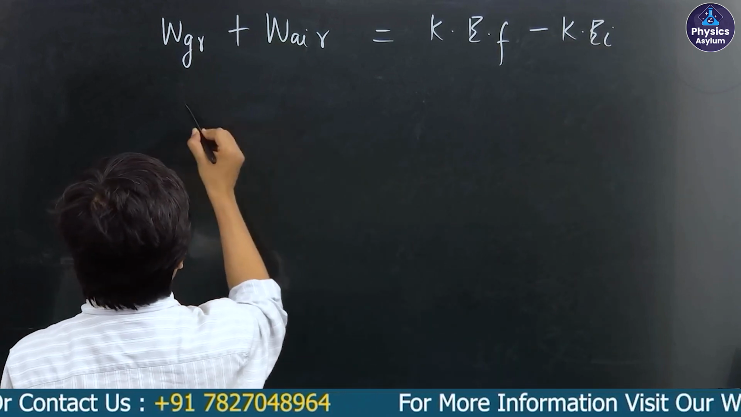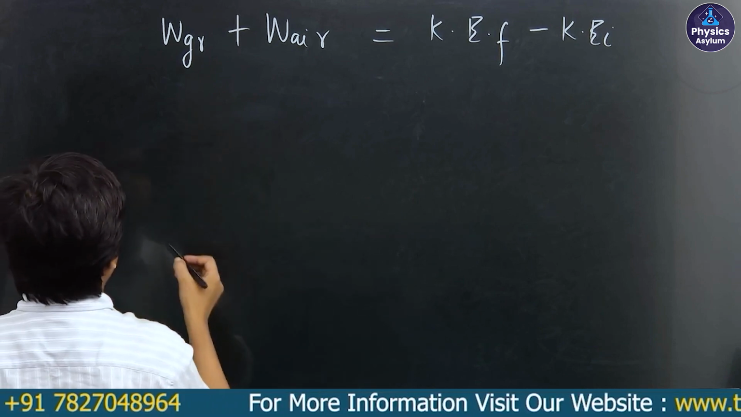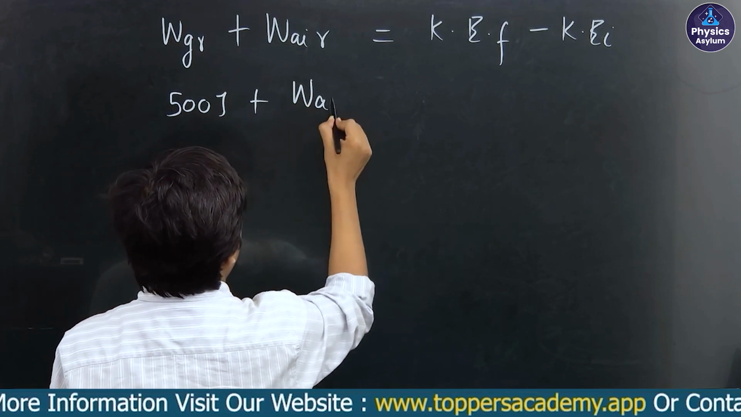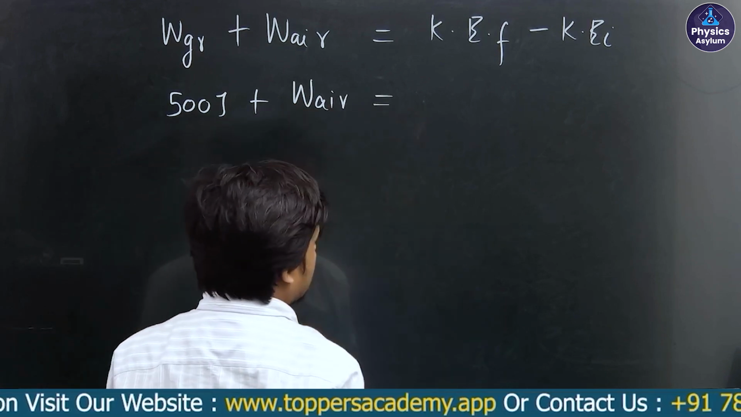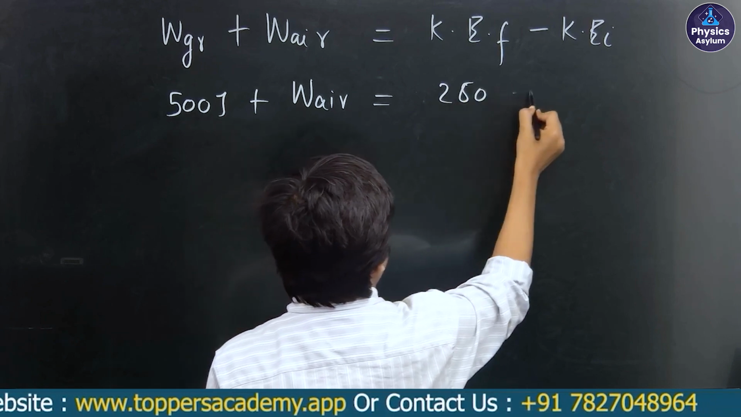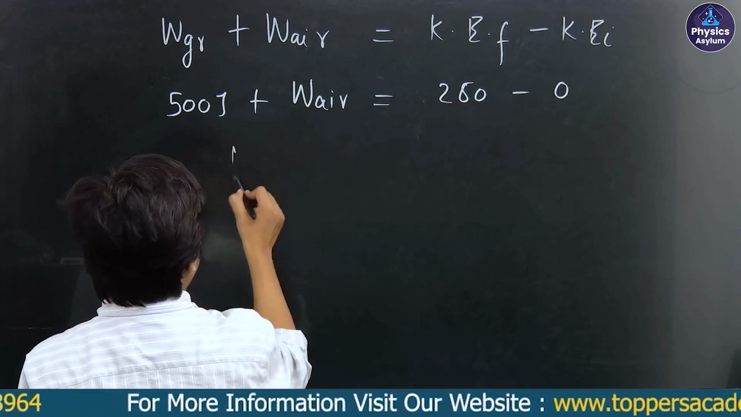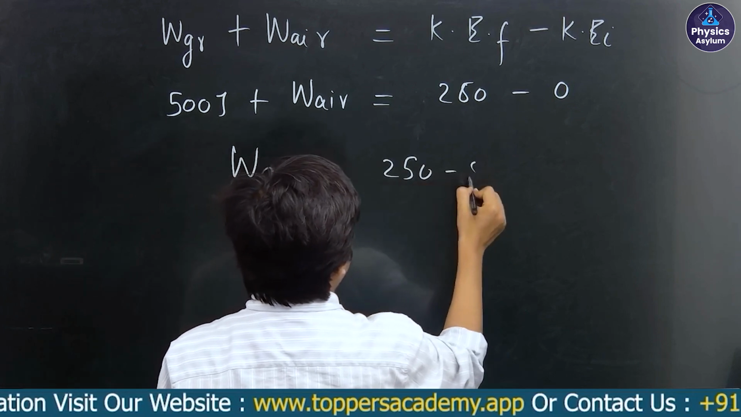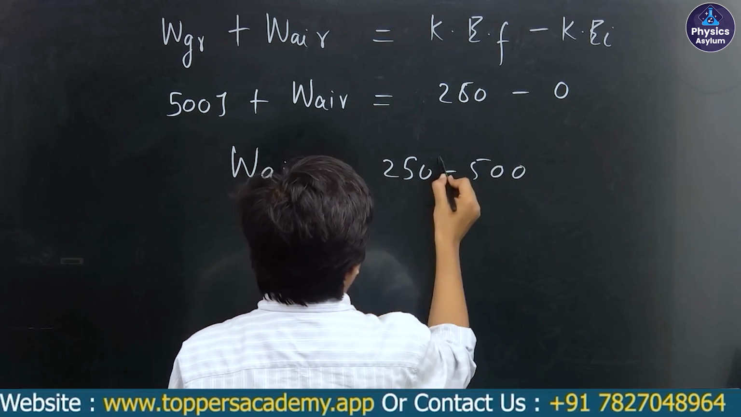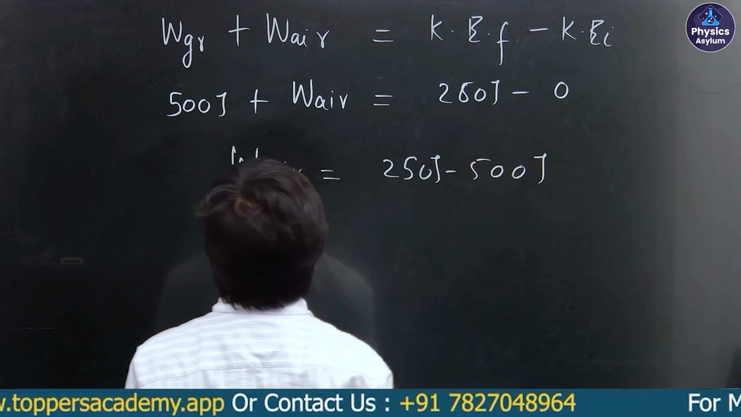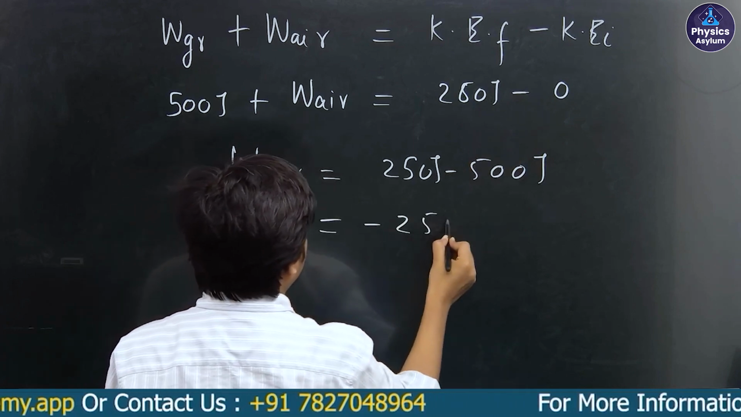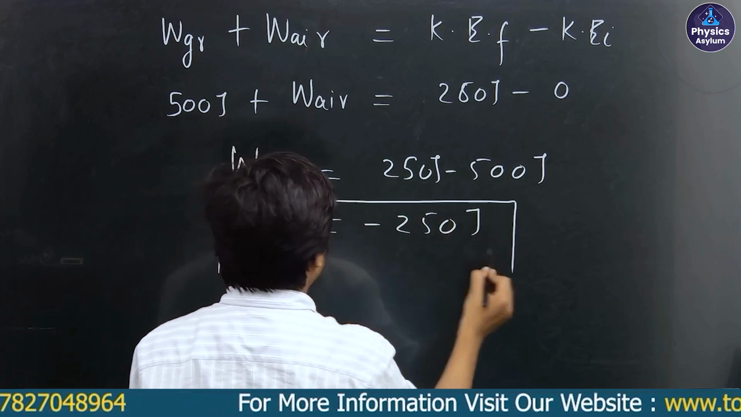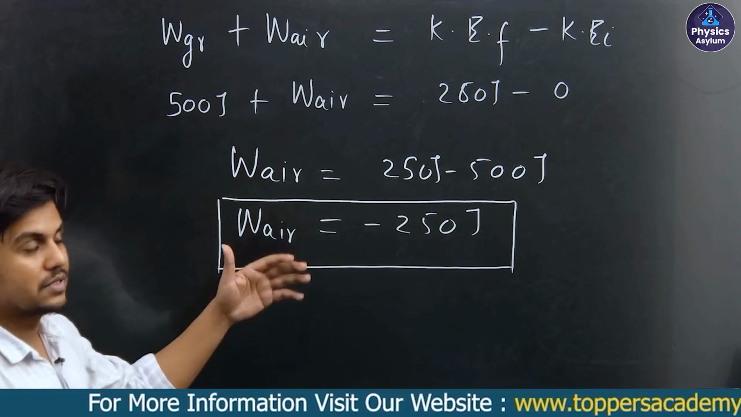So if I put the values, what is the value for work done by gravity? That is 500 joule, plus work done by air friction. That will be equal to 250 minus 0. So work done by air friction will be 250 joule minus 500 joule, right? So that will be equal to minus 250 joule, and you can see from here that it is a negative work done. That is, air friction is opposing the motion of the ball.